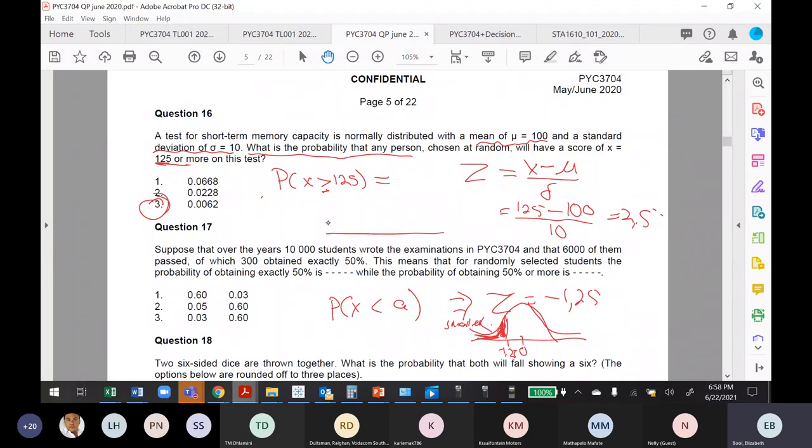If the answer here was positive 1.25, then zero will be there and 1.25 will be somewhere here. So we'll be looking at this. This is the larger area. So you need to remember that when you go to the table. Draw yourself a picture. Visualize what it is that you want to find. If it's a less than, you draw the less than. Less than, greater than, you must always remember that.